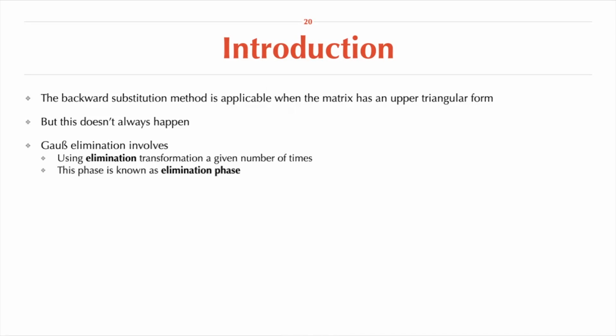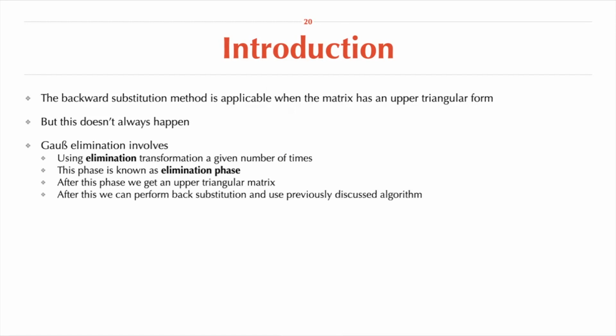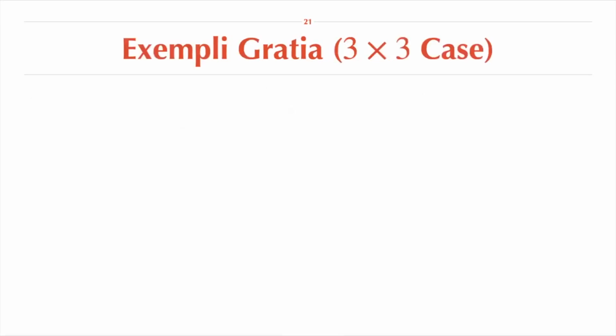The first part of the transformation is the elimination phase, where you introduce as many zeros as you can, because you want to convert your system, the coefficient matrix, into an upper triangular form. After that, when you get the upper triangular matrix, you will perform the backward substitution, as I just discussed. So these are the two important parts involved in Gauss elimination. Let me give an example of this.